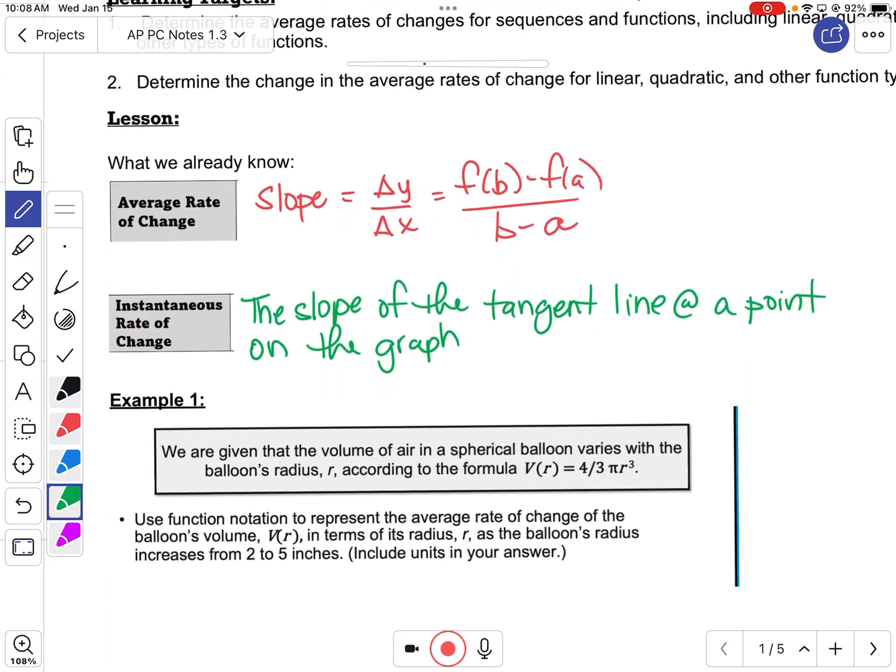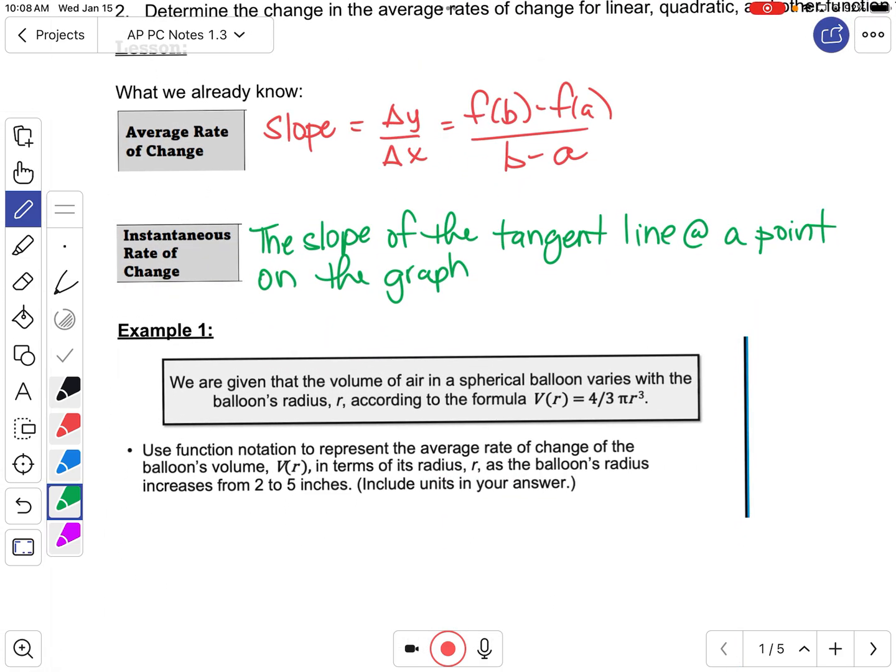Let's look at this first example. We're given that the volume of air in a spherical balloon varies with the balloon's radius according to the volume formula, V of r equals 4/3 pi r cubed. Use function notation to represent the average rate of change of the balloon's volume in terms of its radius as the radius increases from 2 to 5 inches, and include units in your answer. Take a second, use your calculator, and let's get that value.